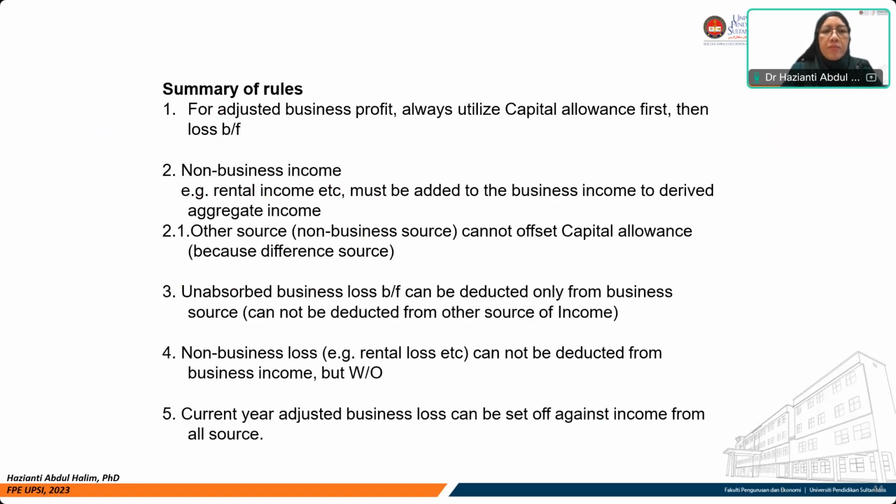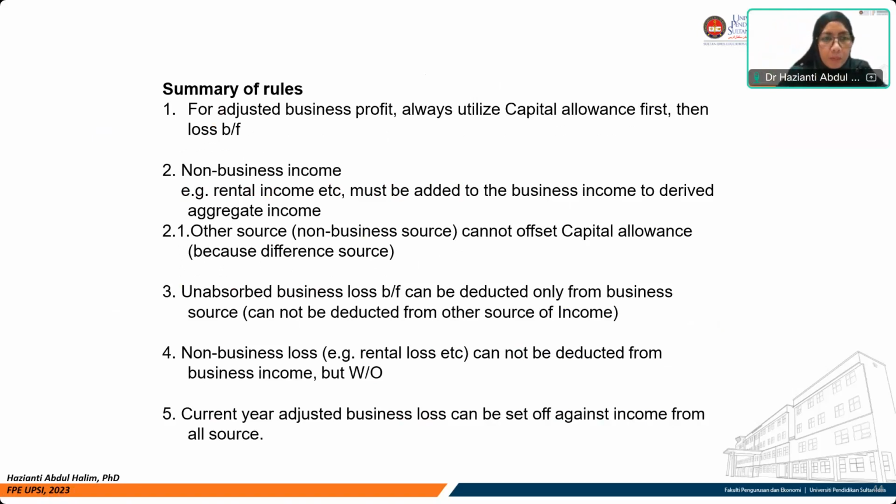Okay, I have here 5 summary of rules especially for business. All right, so for adjusted business profit, number one, to always utilize capital allowance first, then loss brought forward. If there is loss brought forward, they should utilize capital allowance first. Jangan letak loss dekat atas, capital allowance later. Letak capital allowance dulu dekat atas.